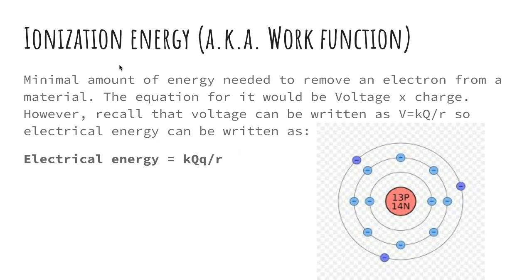So what is ionization energy? We talked about it a little bit. It's also called work function. It's the minimum amount of energy needed to remove an electron from a material. The equation for it would be voltage times charge. Now, if you remember, voltage could be written as V equals kQ over r, where k is Coulomb's constant. Q would be the charge of the nucleus, and r would be the distance away from the nucleus. So if we multiply by charge, we get electrical energy is equal to kQq over r.